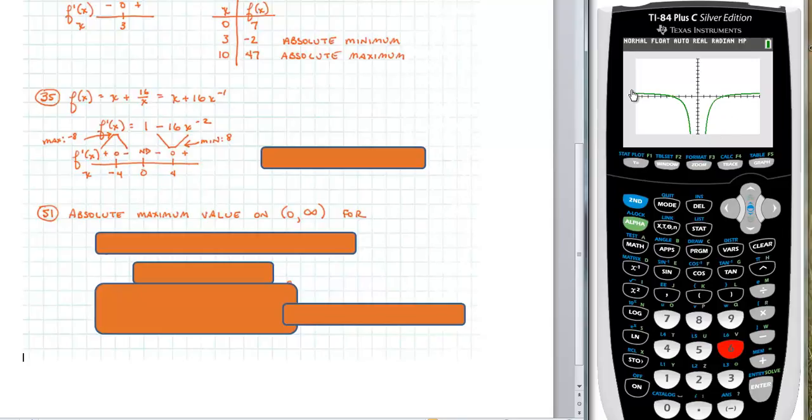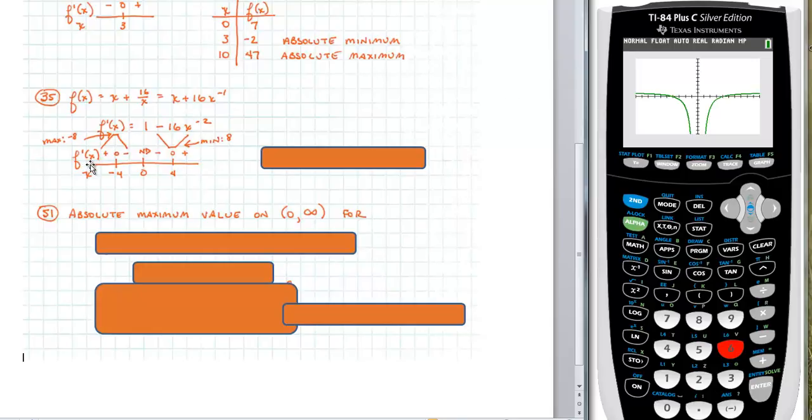So let me see, it's above. It hits at negative 4, then it goes below. So there's my plus, my 0, and my minus. On this one, it is below. It hits. That would be my 0, and then it's above.